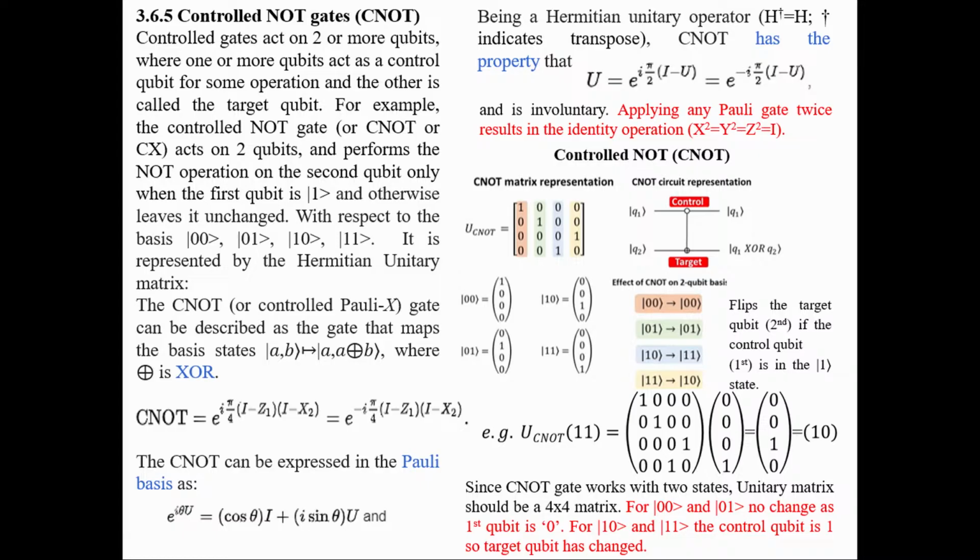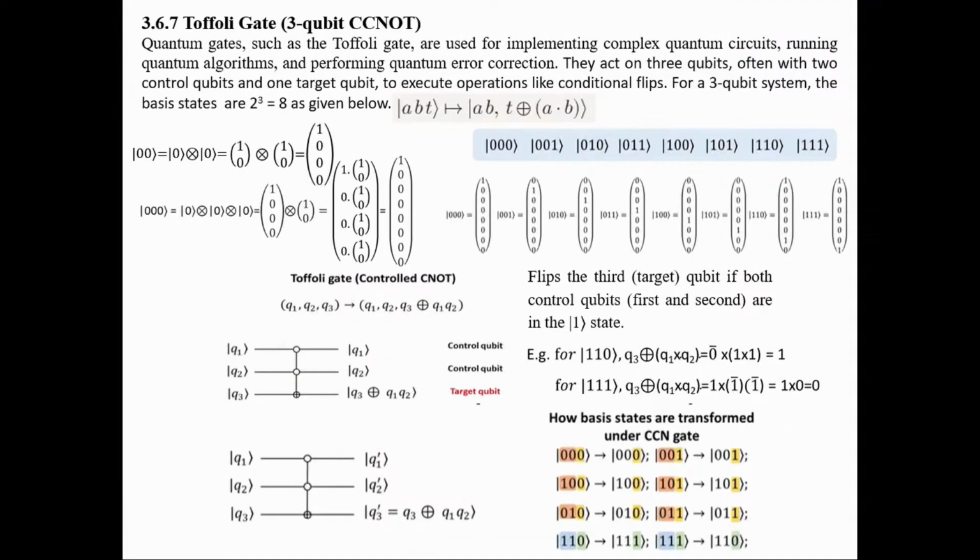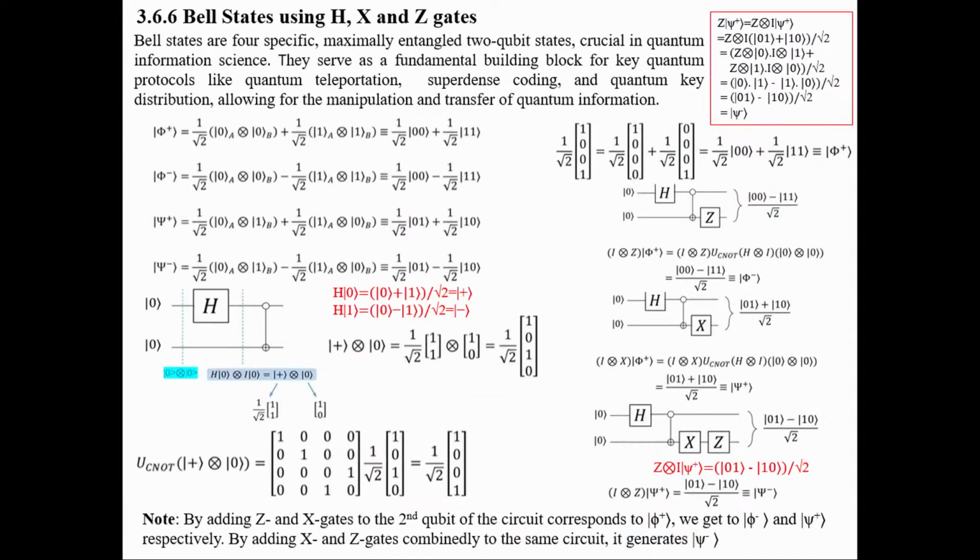If this first one is 1, then only it will change the next one. The 0 becomes 1, and 1 becomes 0. It flips, but the control bit should always be 1. Then only it will do that. Okay. So these are the Bell states, which give maximally entangled qubits. Which are very necessary in using the circuits, and circuits we are going to use in the algorithm to solve any problem.